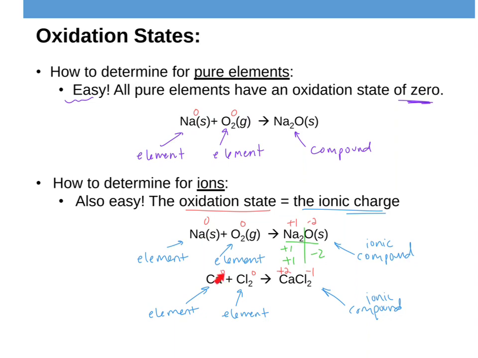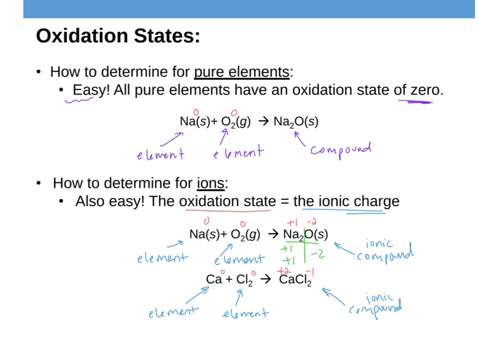And you'll notice that the oxidation states change. And again, we'll talk about that in the next video. Calcium was 0, now it's +2. Chlorine was 0, now it's -1. That's how we're going to be able to tell that something's a redox reaction. But again, more of that coming up.